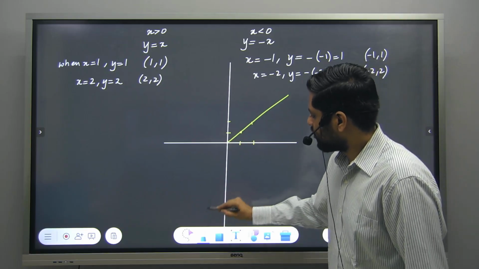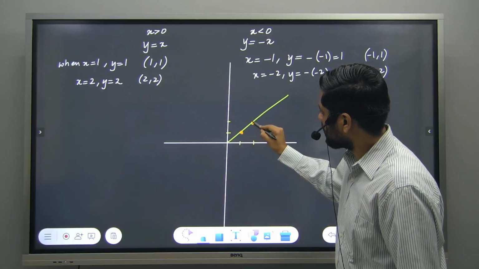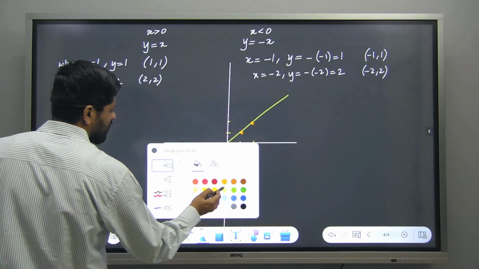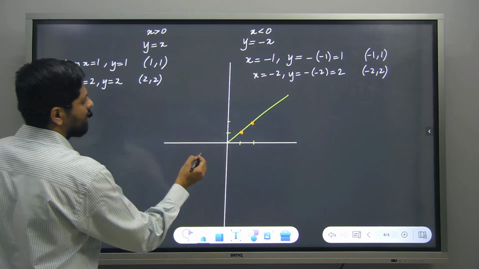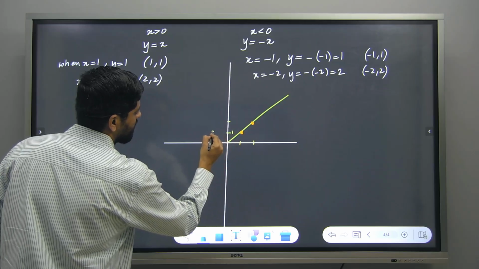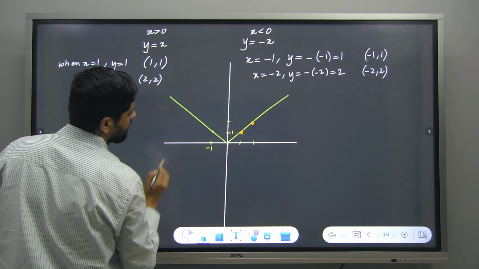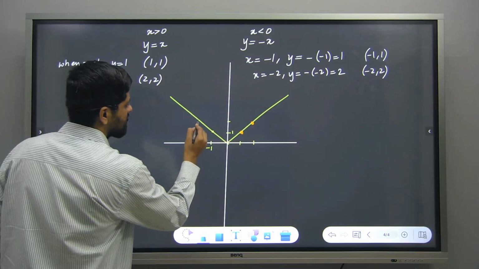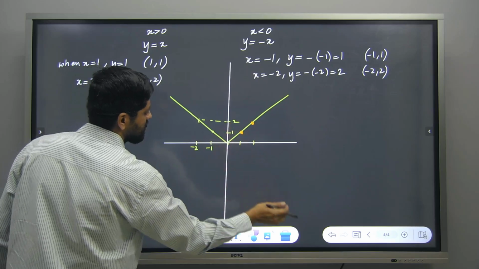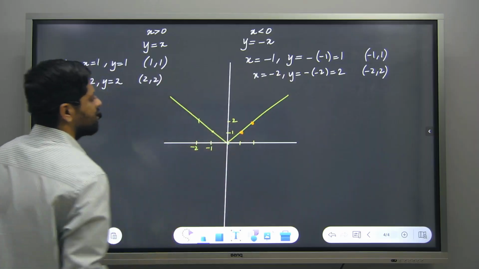I hope you all know how to mark it. I'll not waste too much time in the drawing. So this is 1 comma 1, this is 2 comma 2. Similarly, minus 1 comma 1 is going to be here, and minus 2 comma 2 is going to be here. So I have one more line like this. This is minus 2 and this is going to be 2. Clear? So we have plotted both the lines.